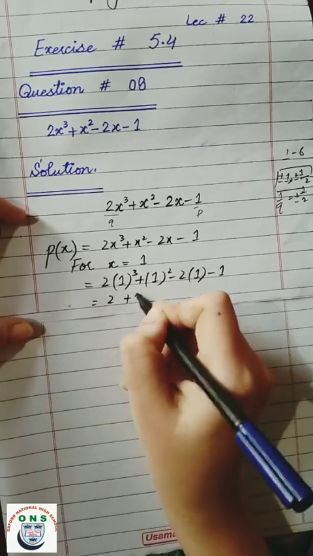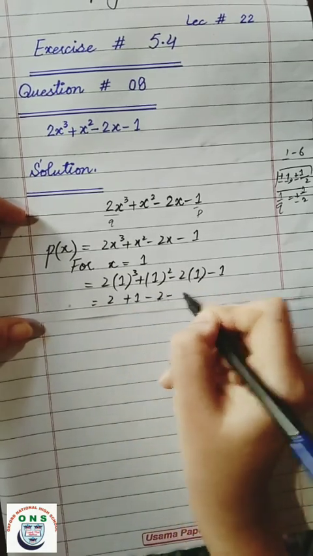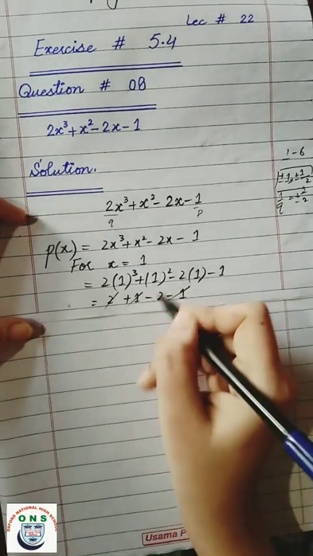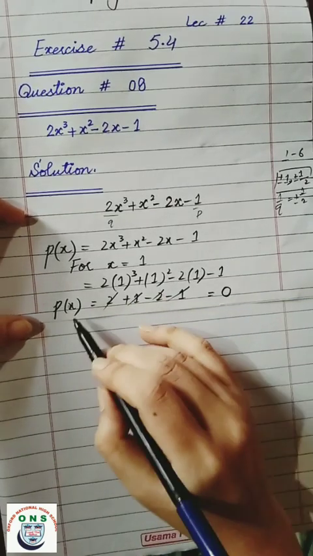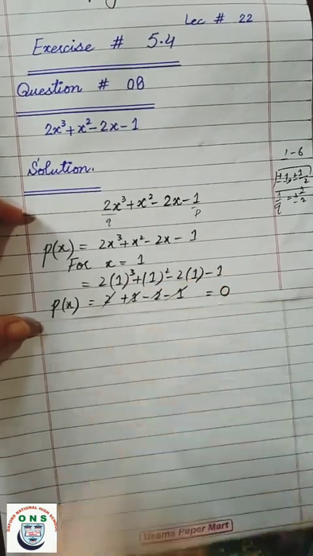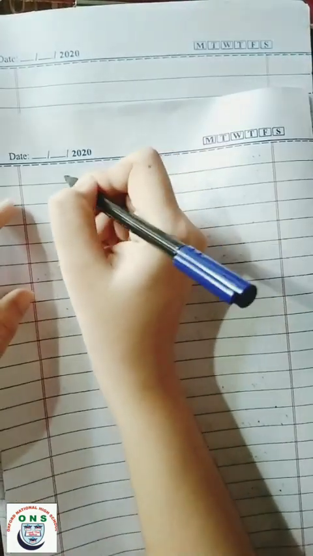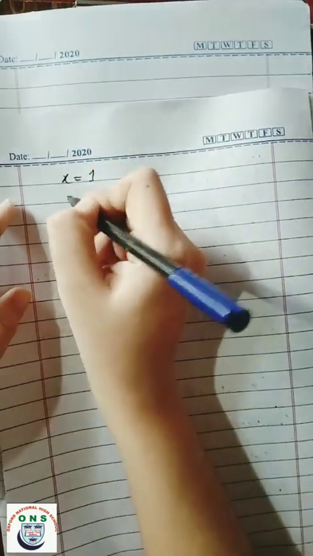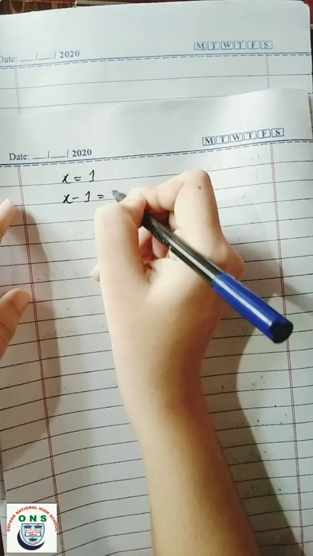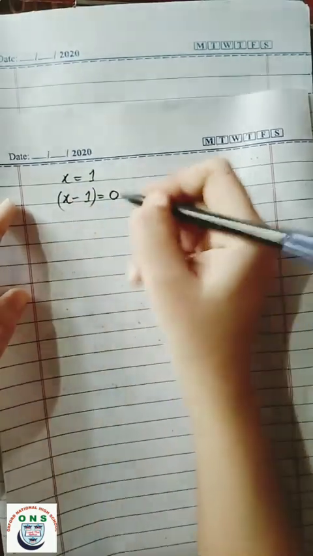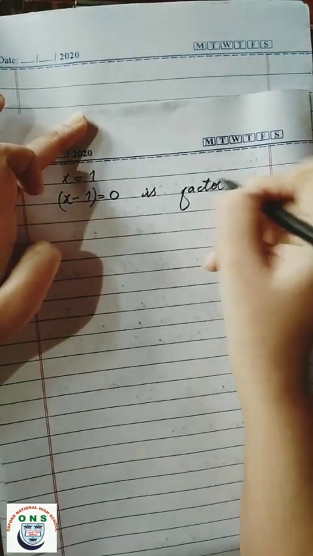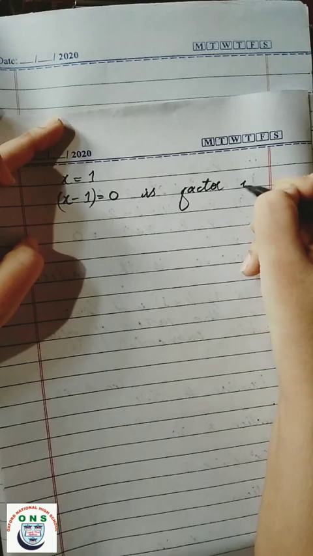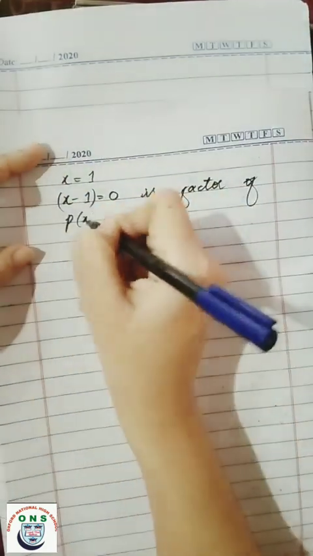2 plus 1 minus 2 and minus 1. It means they cancelled, so p of x is equal to 0. This is the factor. Actually we put x is equal to 1, and x minus 1 is equal to 0. This is the factor. Why do we call it a factor? Because when the polynomial's answer is 0, it is a factor of p of x.